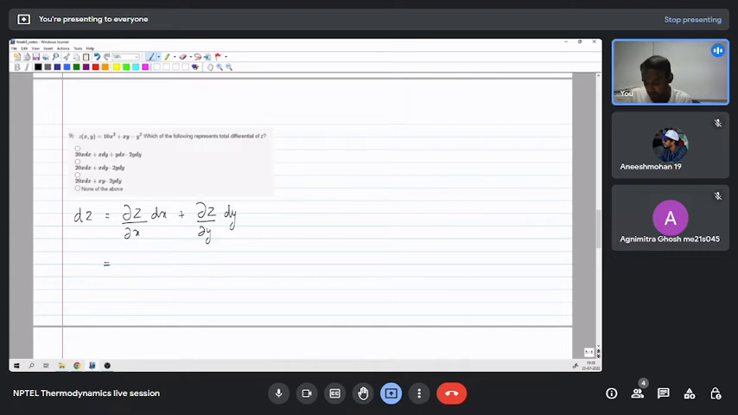Now differentiating z partially with respect to x, I will write the expression here: 10x square plus xy minus y square, dx plus 10x square plus x.